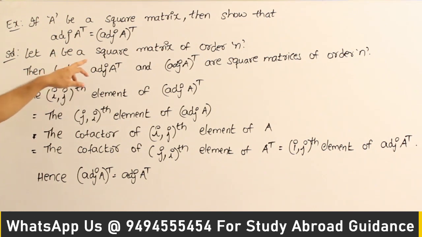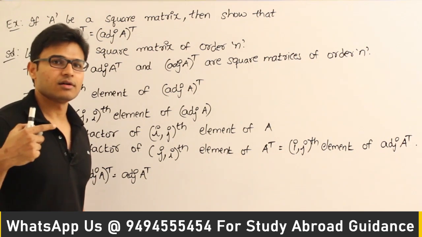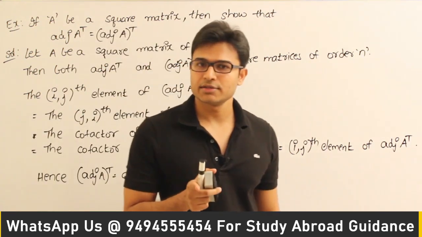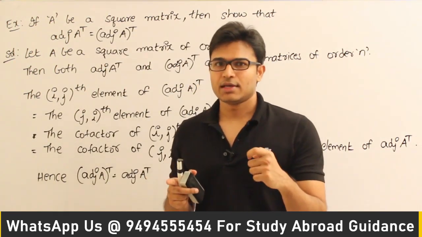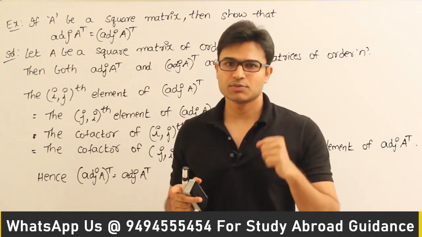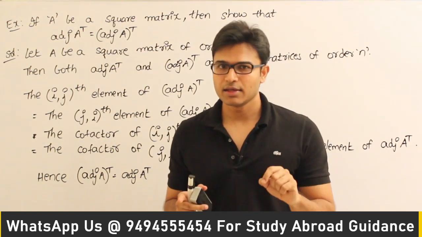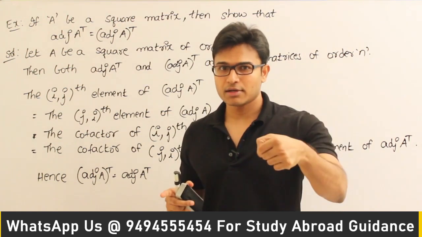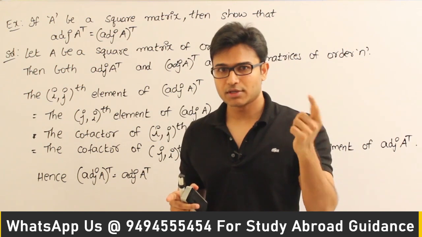Now since A is a square matrix, for every square matrix adjoint always exists. I hope you remember what the adjoint is. Adjoint is nothing but take the matrix and then replace every element by its cofactor and then take the transpose, that is the adjoint. Again, take the matrix, replace every element by its cofactor, and you have to take the transpose of it.